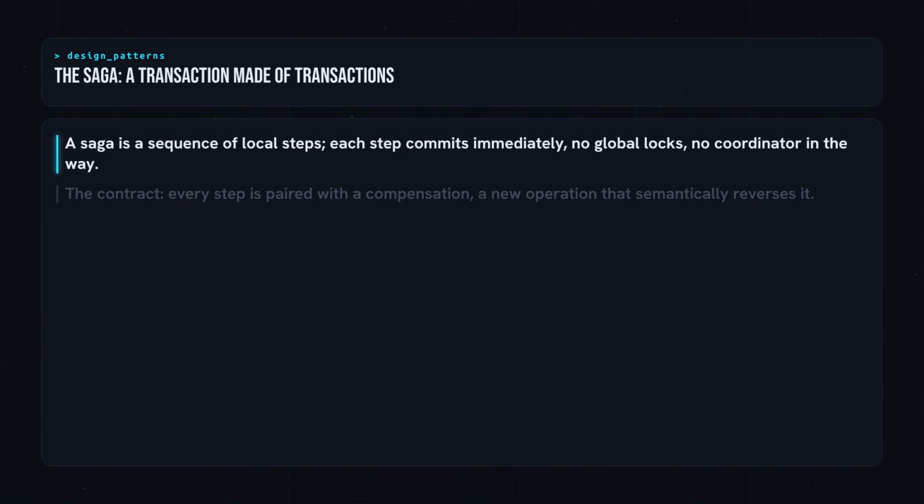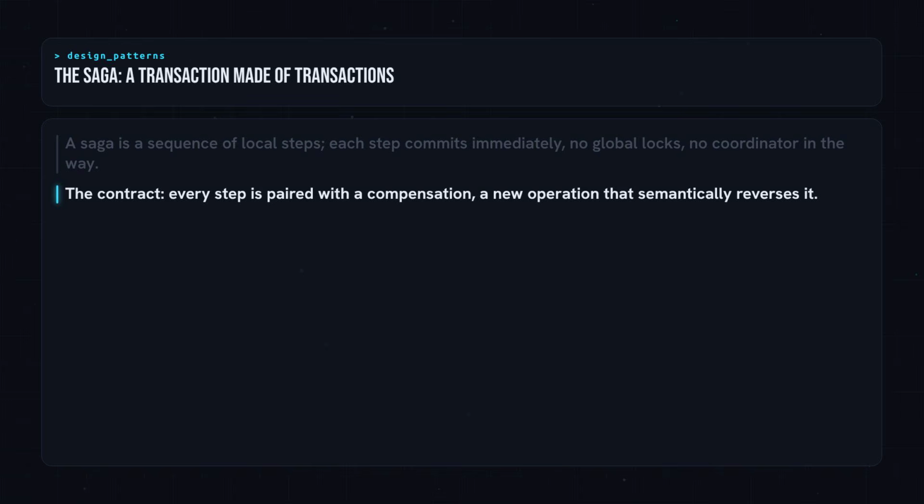Debit bank A, a real transaction committed immediately. Credit bank B, another. Send the confirmation, a third. No global locks. No coordinator holding anyone hostage. Each step is fast, local, and final. Correctness is recovered through a contract.